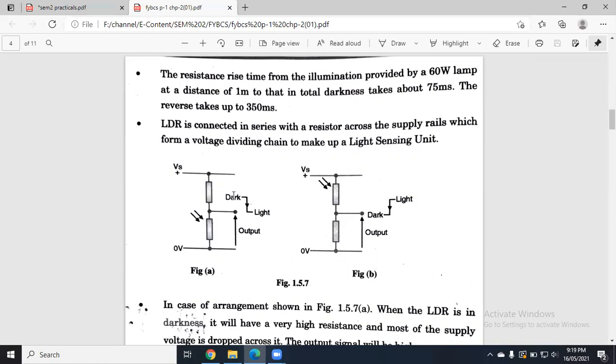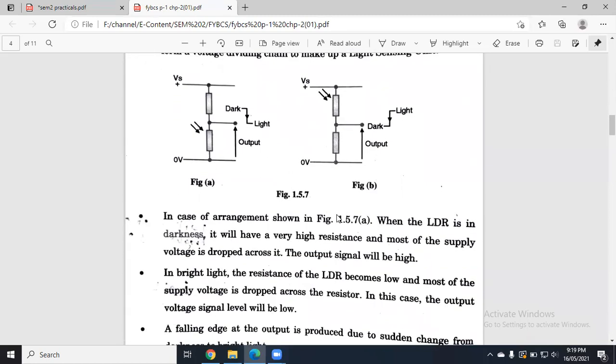In this case, the light changes from dark to light. In the opposite case, the LDR is connected to the power supply and the other resistor is connected to 0 volt. 0 volt is what? It is a ground connection. So here light intensity will change from dark to light. At this point, you are going to get your output voltage. We will see in detail how that output voltage will be taken at the middle of these two resistors.